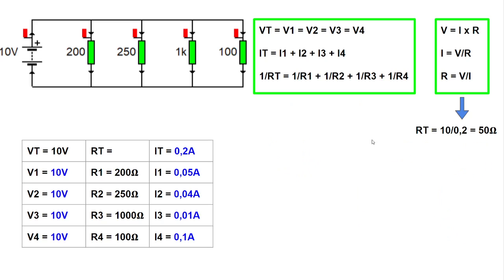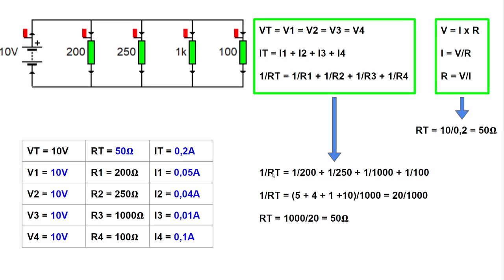And the last part will be to find the total resistance. Since I have total intensity and total voltage, I can find total resistance with Ohm's law. So I will make total voltage divided by total intensity, 10 divided by 0.2 equal to 50 ohms. But now, to make sure that I haven't made any mistake, I'm going to calculate the total resistance again, but now using this formula. If the result is the same as this one, that will help me to make sure that the exercise is correct.